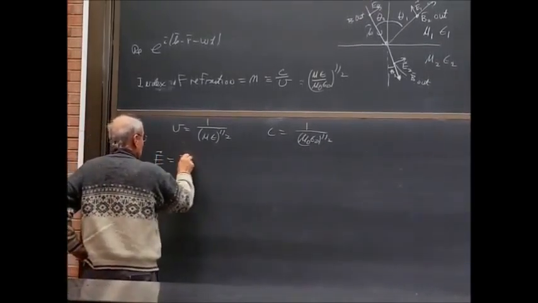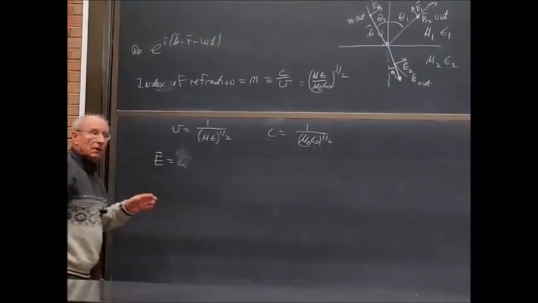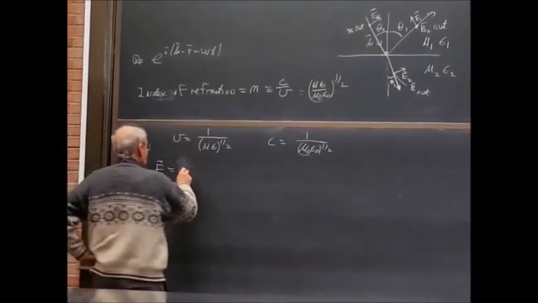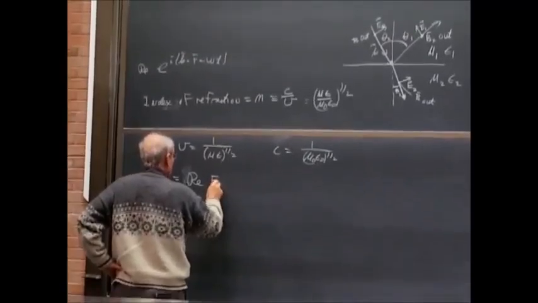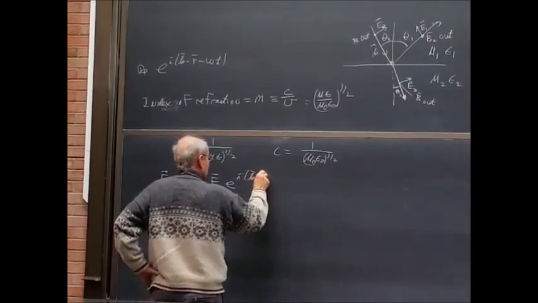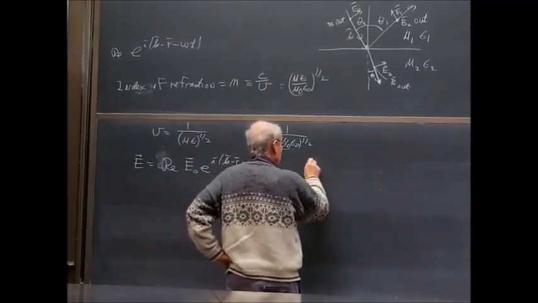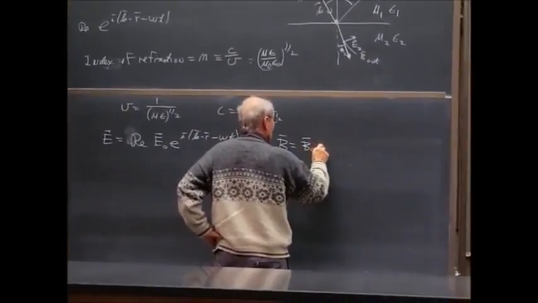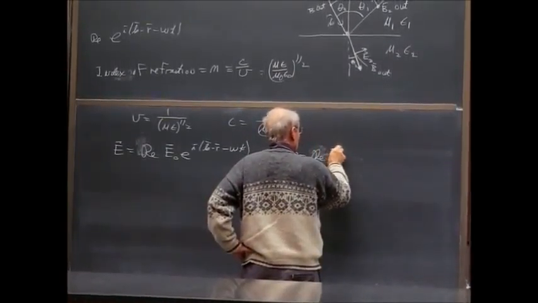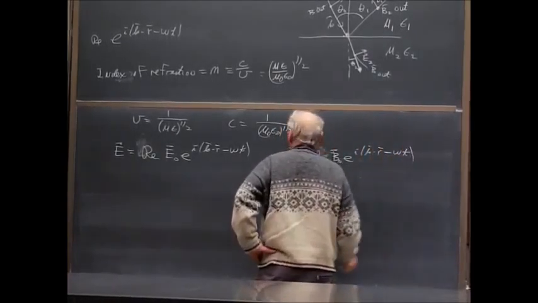we have some direction. Now, we're going to use our notation of taking the real part of a complex number to get the electric field. That'll just make the arithmetic easier. Real part of E0 e to the i, k dot r minus omega t, and B the same way, real part of B0 e to the i, k dot r minus omega t.